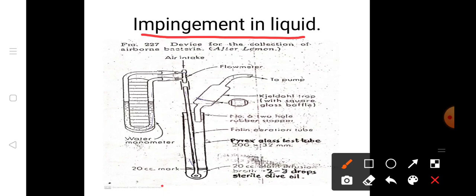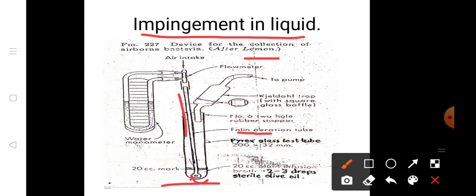The entire figure is of the Lemon sampler. The device name is Lemon sampler. This Lemon sampler consists of a glass fouling aeration tube. Here it has been written, this is the glass fouling aeration tube. At the end, there is a bulb. You can see here it is a bulb.